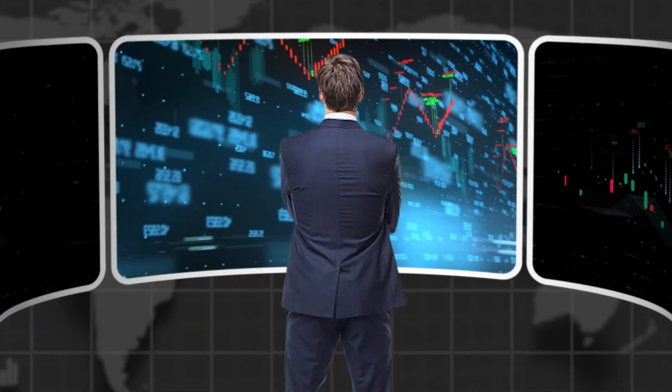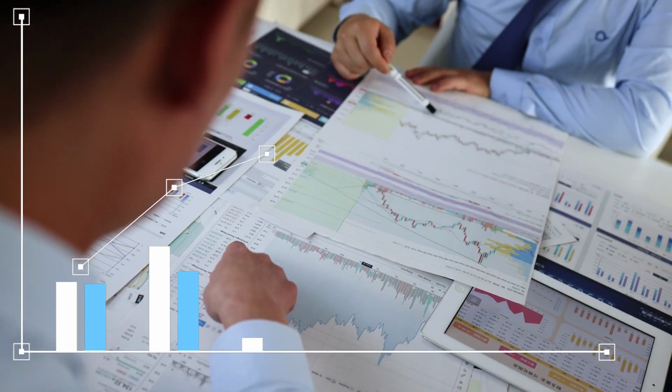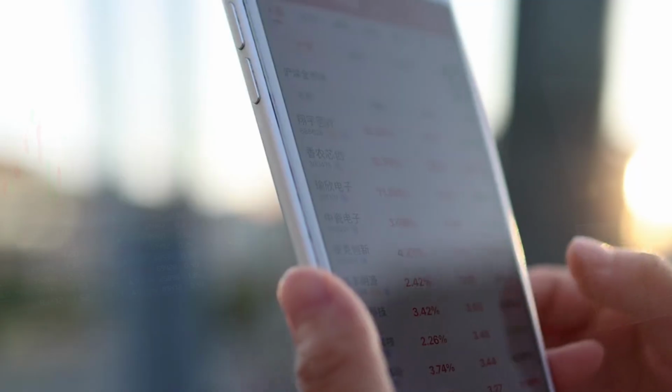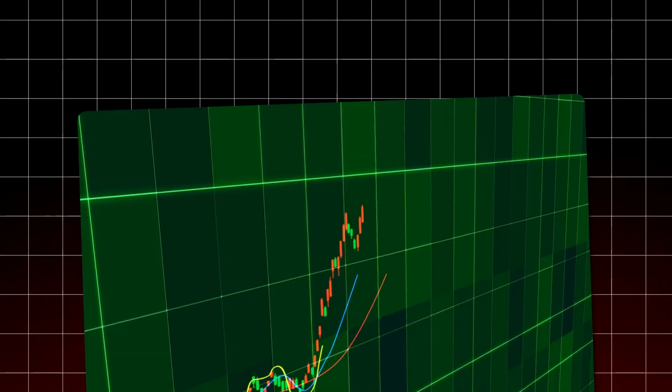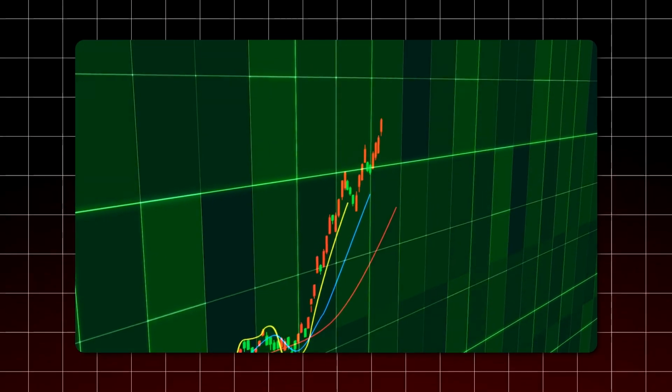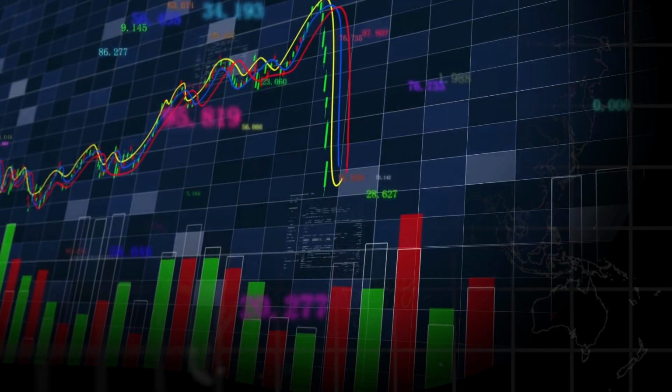You've probably heard people say stock charts are only for the pros, and they're designed to confuse regular investors. But here's the twist: they're not as complicated as they seem. In fact, these charts are the key to making smarter investment decisions, and today, I'm going to prove it.